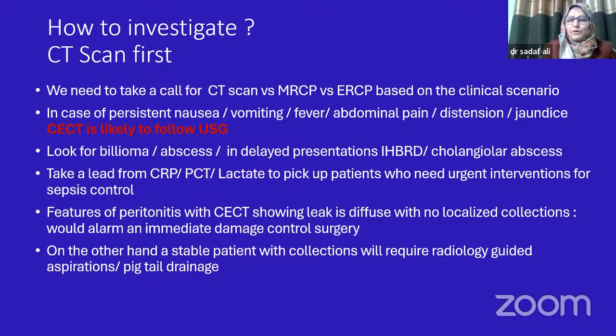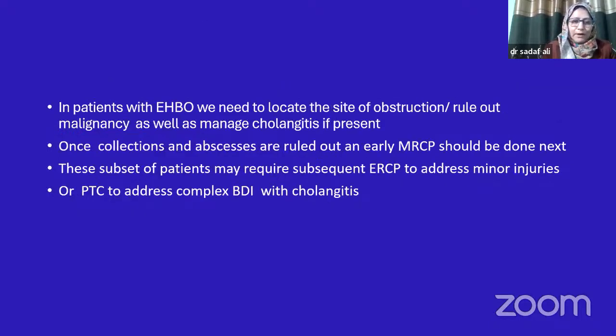When there are features of peritonitis with CT showing a diffuse leak or fluid in the abdomen with no localized collection, sometimes in these patients, you need to take them for an immediate damage control surgery. On the other hand, a patient who has collections is comparatively stable, might only need a radiological guided aspiration or pigtail.